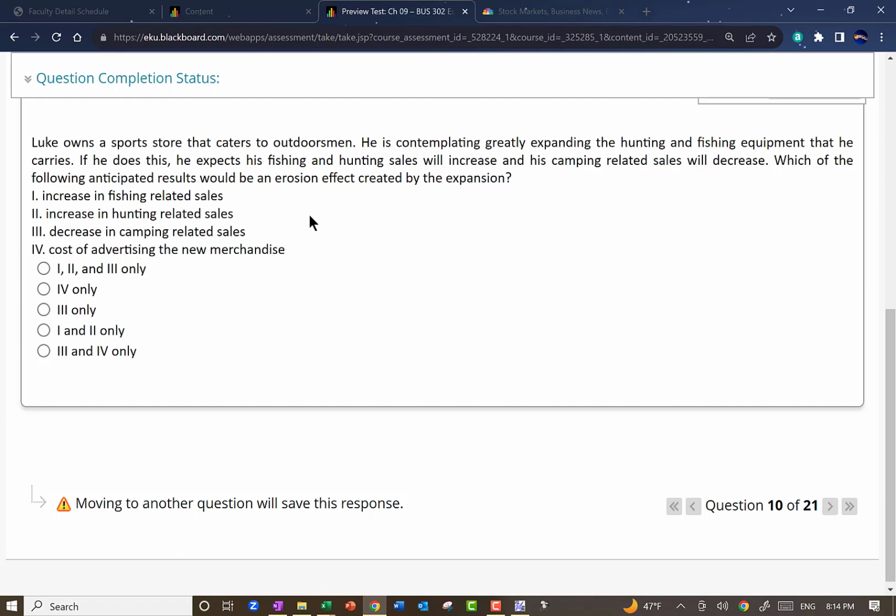Obviously, increase in fishing and hunting is not, because those are the direct effects of the direct sales of the project. Decrease in camping-related sales would be the erosion effect. The cost of advertising the new merchandise has nothing to do with the side effect. It is related to the new merchandise. So it's 3 only.